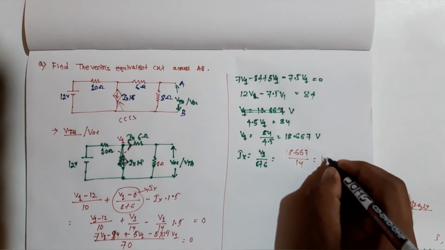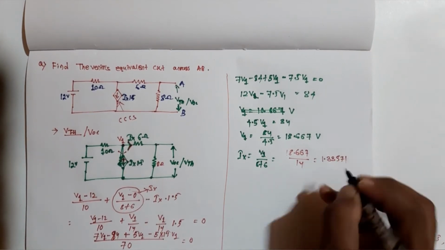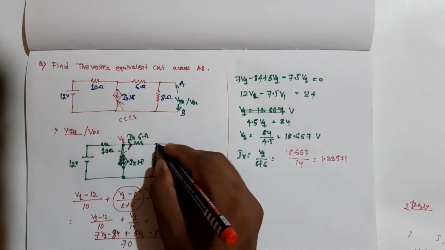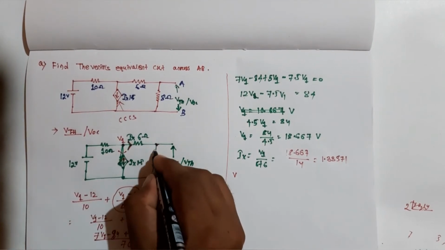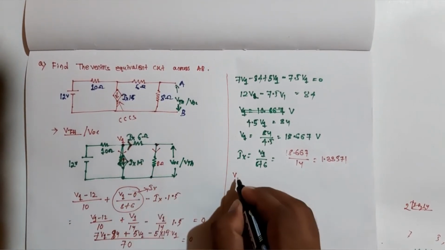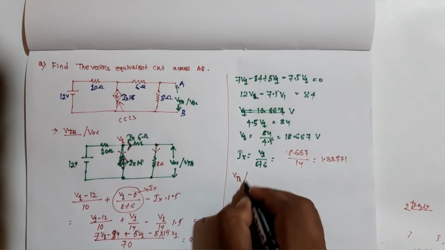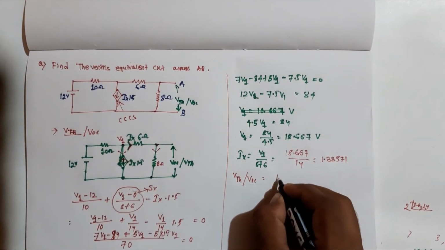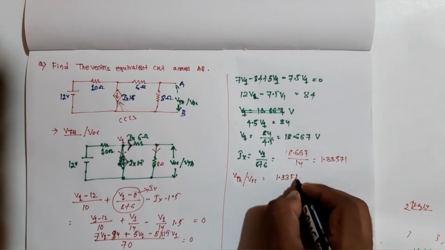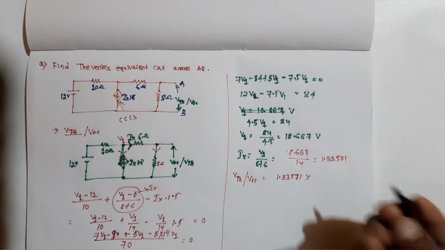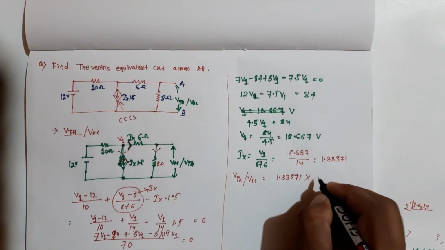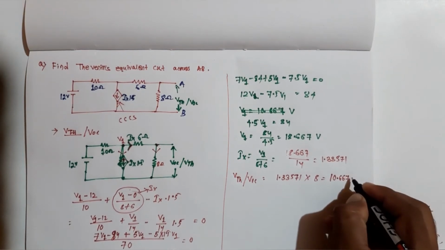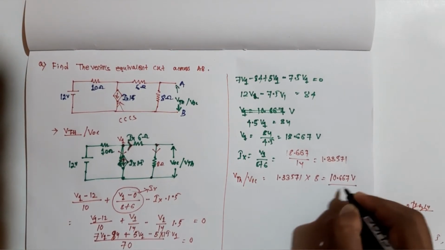This is 1.33571. But our objective is to find the Thevenin's voltage, or the voltage drop across this 8 ohm, which is this amount of current Ix into this resistor. So this VTH, or open circuit voltage, is equal to 1.33571 into 8, which is 10.667 volt. This is our VTH.